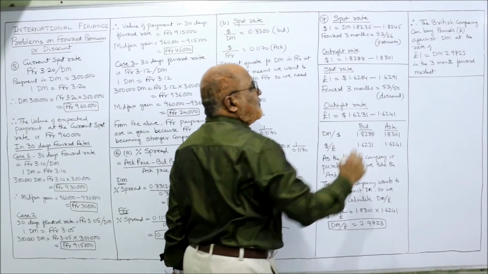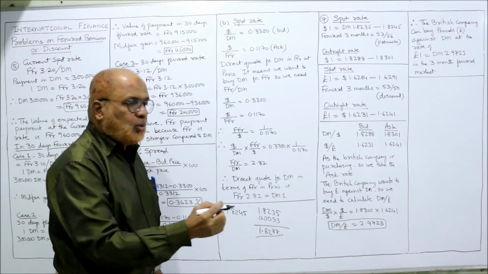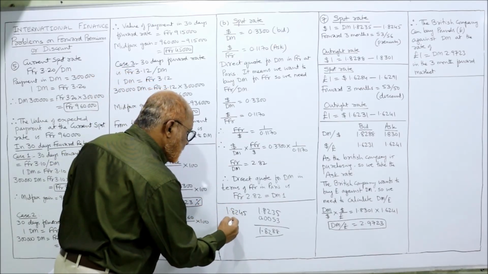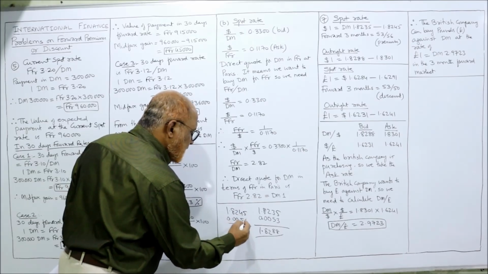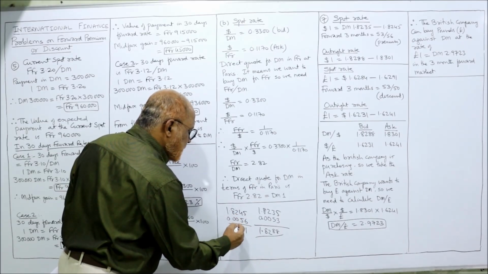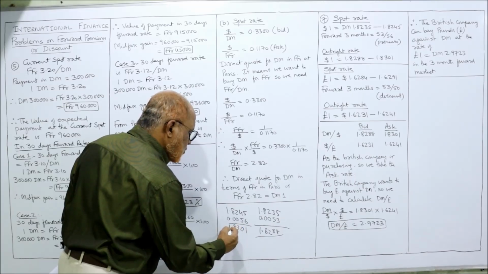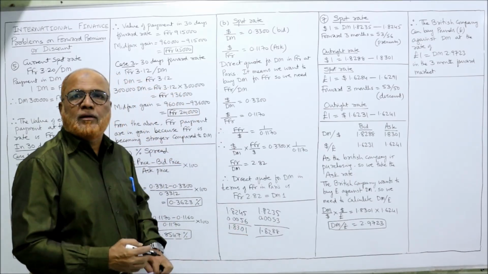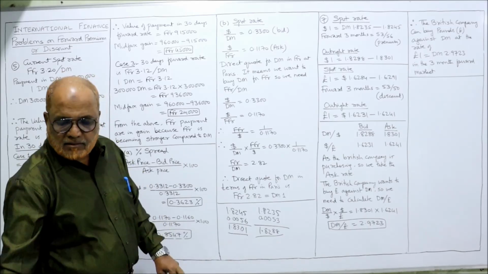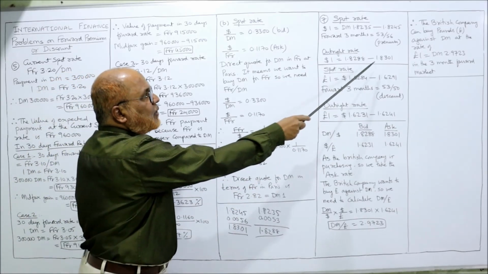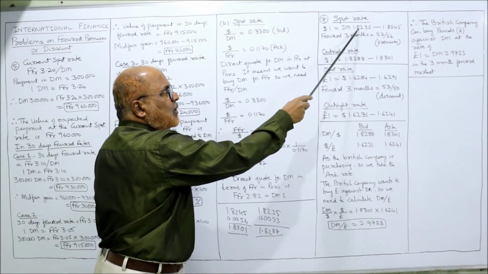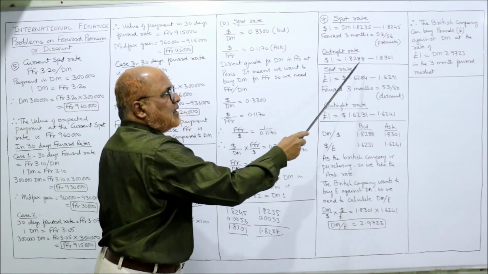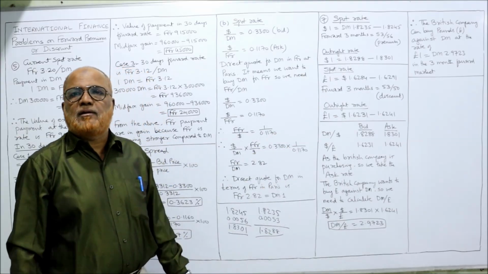To this you have to add 56. The last 2 digits you add: 0.0056. So 5 plus 6, 11. This is 10. 2 plus 1, 3. 8. 1.8301. So here 1.8301. So these points we have added, this point to the bid rate and this point to the ask rate. We got the outright rate.